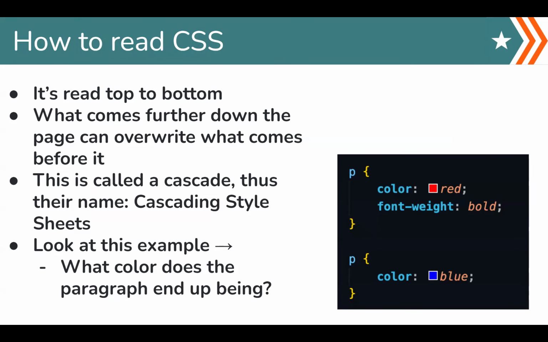So how do we read CSS files? CSS files, like most files that we use, are going to be read from top to bottom, right? What comes further down in your page will overwrite what comes before it, right? This is where the name CSS stands for, Cascading Style Sheets, right? So look at this example here. What color is this P tag going to end up being?